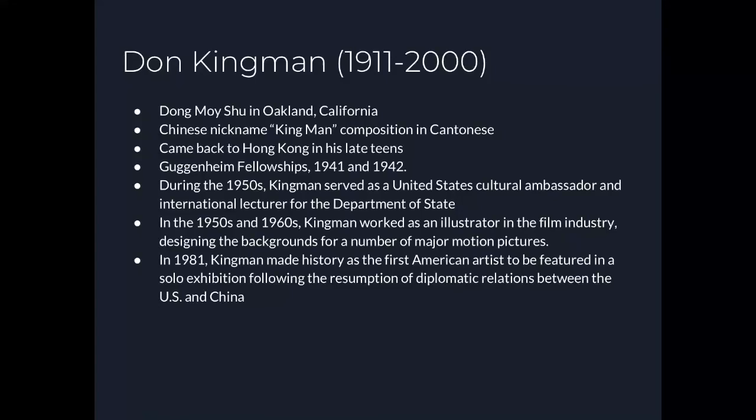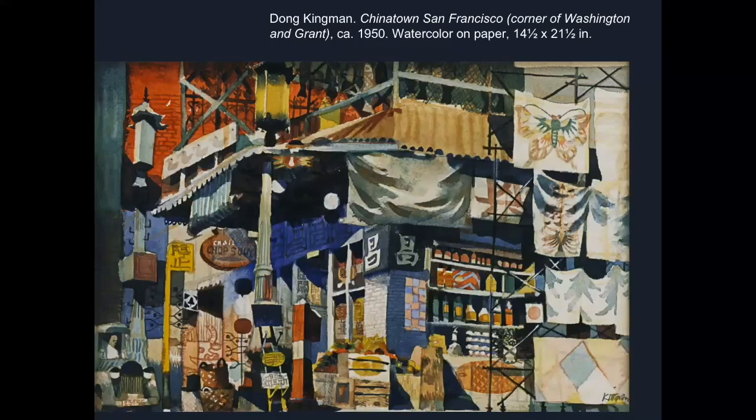Dan Kingman worked as an illustrator in the film industry. That was a very major role. And then eventually he was recognized for his service. So, for example, his work is like this. Chinatown, San Francisco, he painted around 1950. So he had marvelous skills as a watercolor artist.